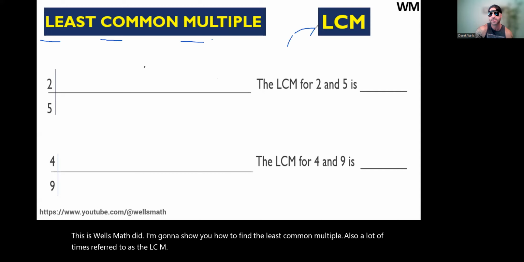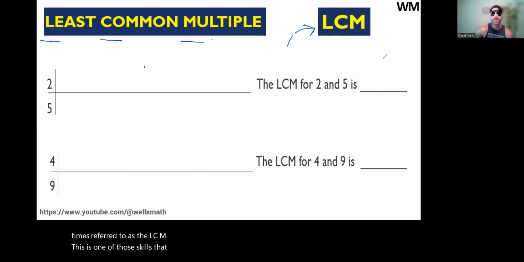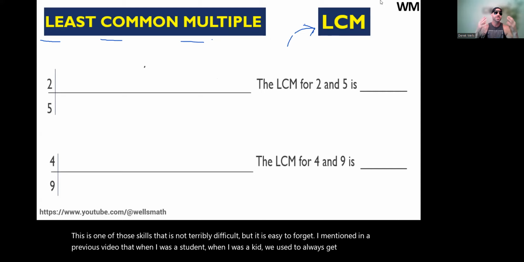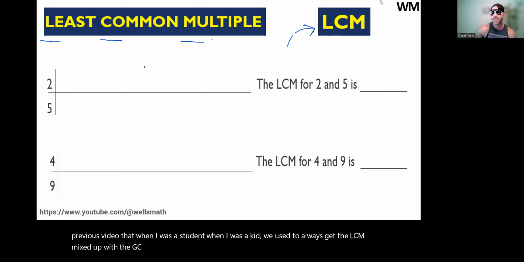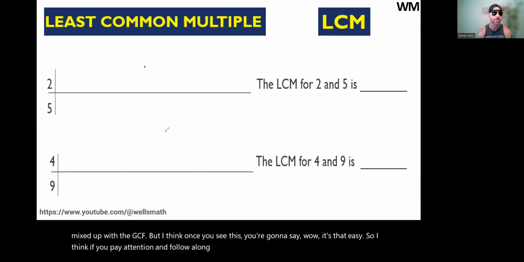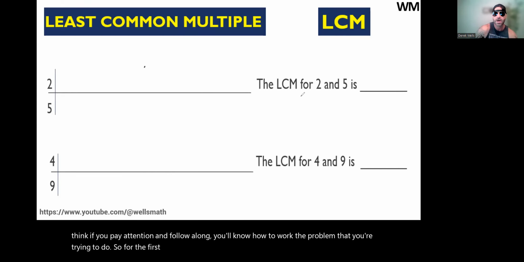This is one of those skills that is not terribly difficult, but it is easy to forget. I mentioned in a previous video that when I was a student, when I was a kid, I used to always get LCM mixed up with the GCF. But I think once you see this, you're going to say, oh, wow, it's that easy. So I think if you pay attention and follow along, you'll know how to work the problem that you're trying to do. So for the first problem, it says, what is the LCM for 2 and 5?